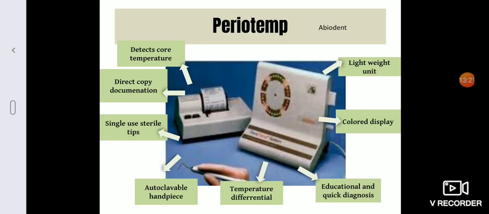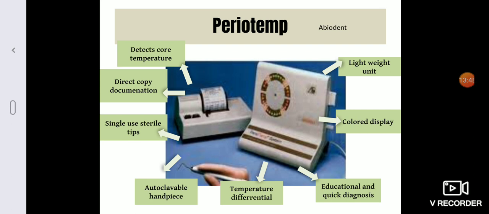Now, PerioTemp is a device which is developed to measure the subgingival temperature. It is manufactured by a company known as ABiodent, and it consists of a lightweight unit and a colored display which gives a colored temperature reading, and it constantly provides a temperature differential.